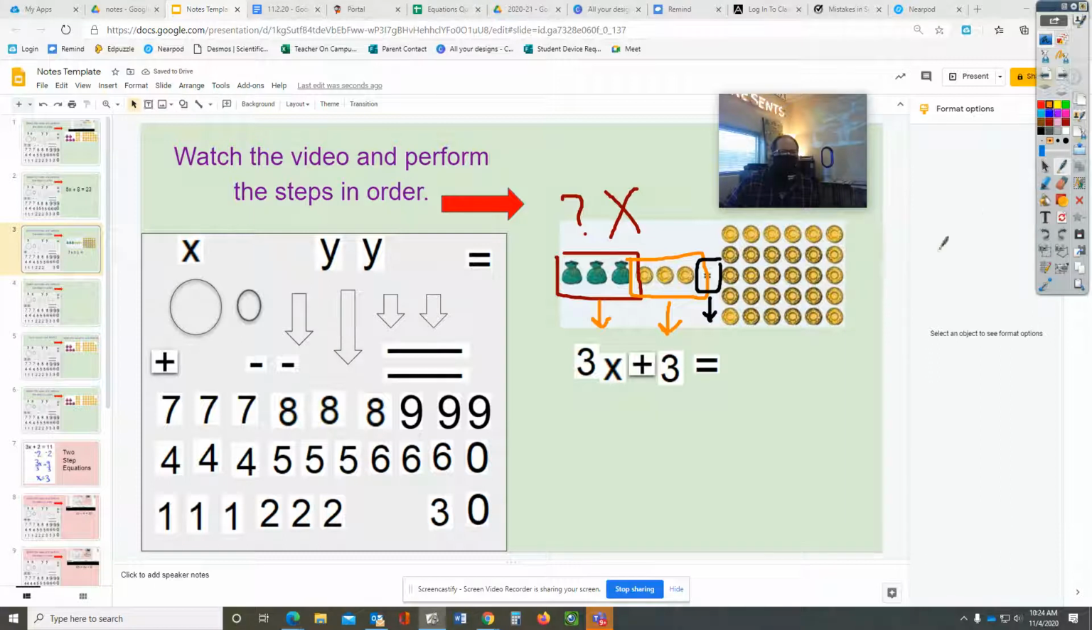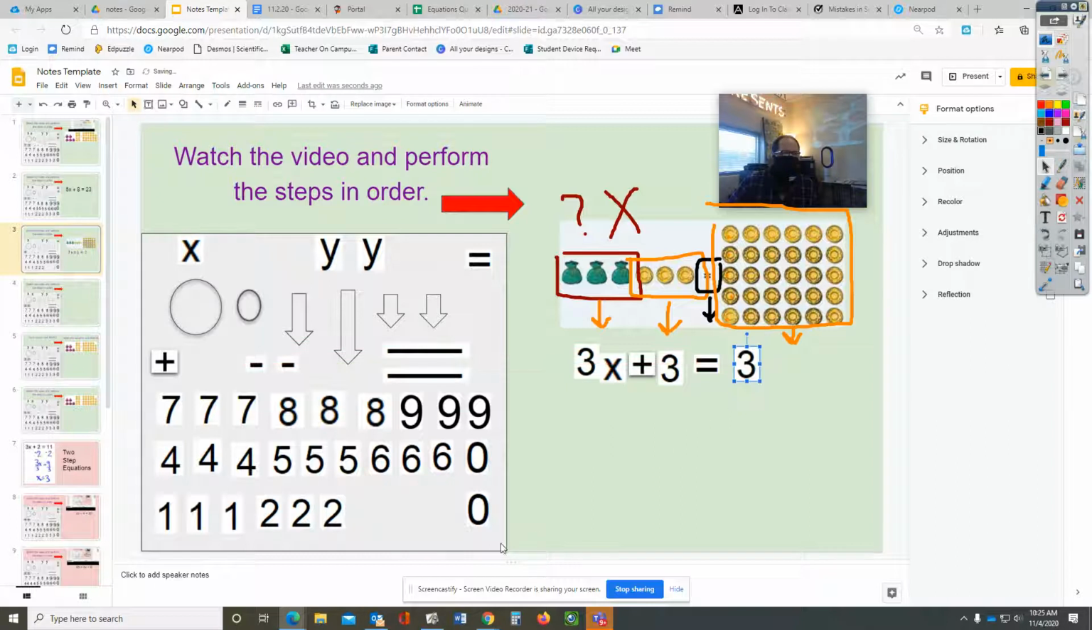Now for the right side, we just look to see how many coins we have over here, and we're just going to rewrite those down here. There's 1, 2, 3, 4, 5 in each column, and there's 1, 2, 3, 4, 5, 6 rows. So 5 rows of 6. That gives us 30. So I'll bring my 3 over and my 0. And I end up with 3x plus 3 equals 30. So the first thing is we're going to write the equation, and that's what it's going to look like right there.